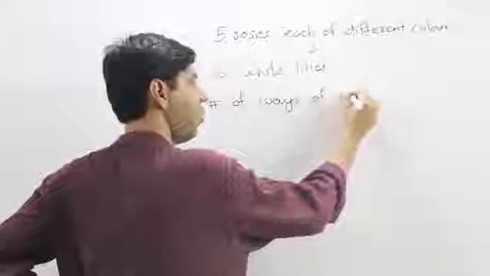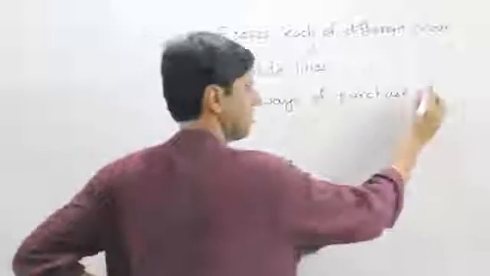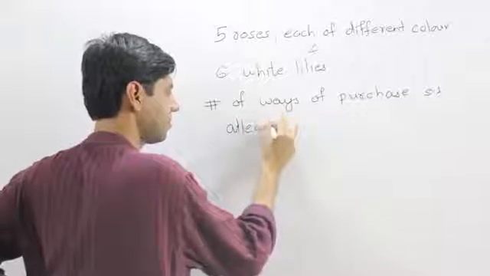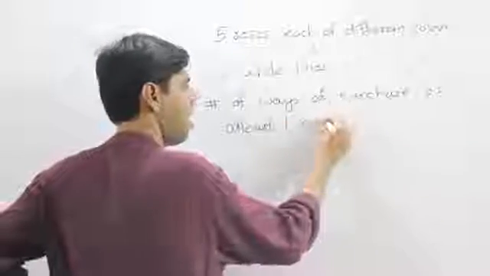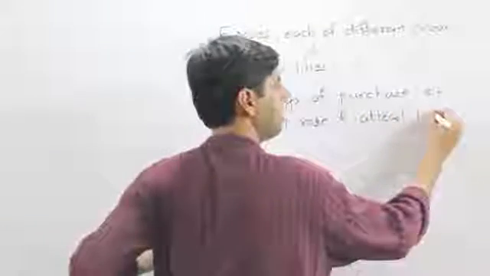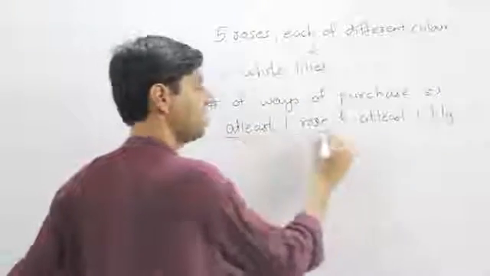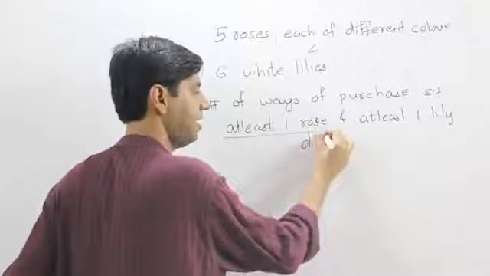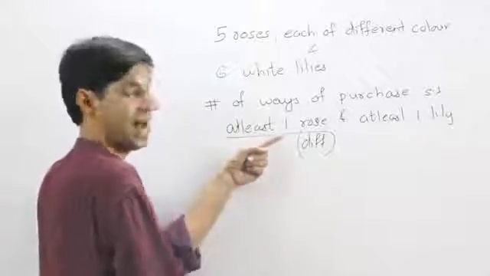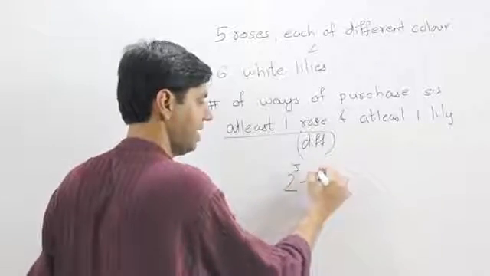The number of ways of purchasing, or let's say you want to form a bouquet, purchasing, let me just write, such that at least 1 rose and at least 1 lily is bought. Since there's at least 1 rose, since roses are different, mind you, we would have to go to the 2 to the power 5, right? But there's an at least 1 rose. So in how many ways can I buy those? 2 raised to 5 minus 1.